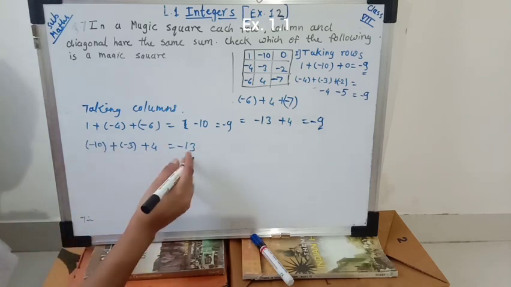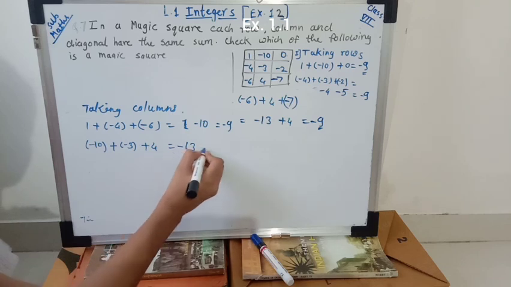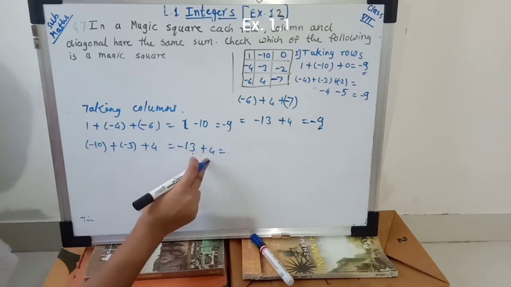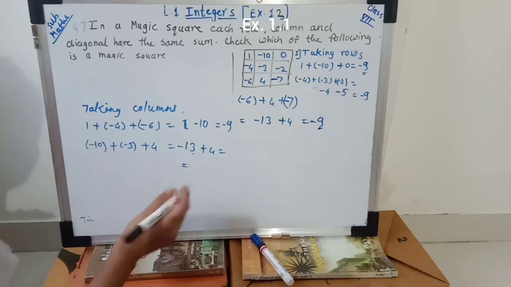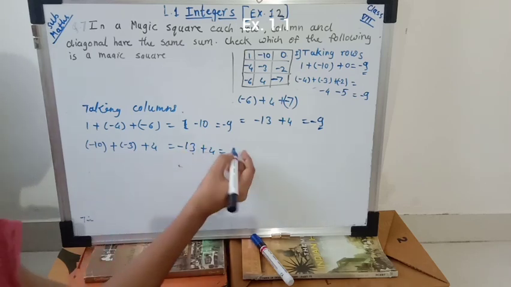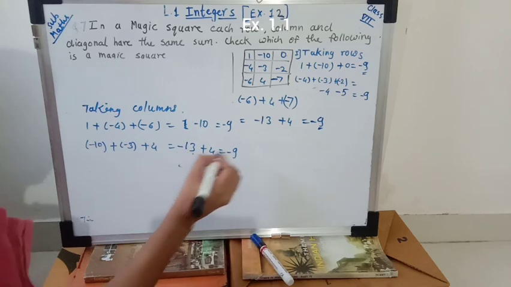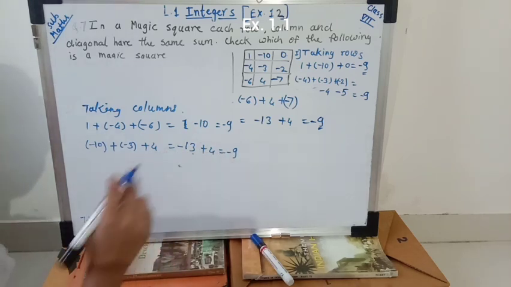So here we have written minus 13 plus 4 is equal to, both the numbers are with different signs. Here again we have to do the subtraction. So here we get the answer 4 minus 13 is 9. 13 is the bigger number, so we have to give the sign of that number. We got minus 9.